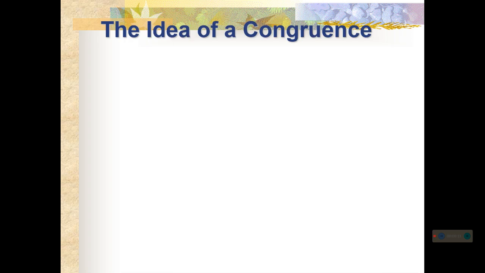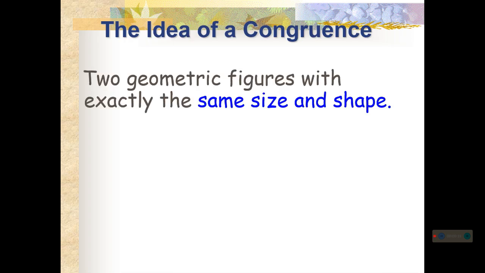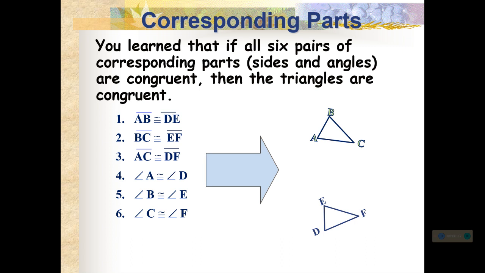So we all know that congruence refers to two geometric figures with exactly the same size and shape, like these figures. We also discussed the corresponding parts, and we also have the CPCTC. If we recall, CPCTC stands for the congruent parts of congruent triangles are congruent.